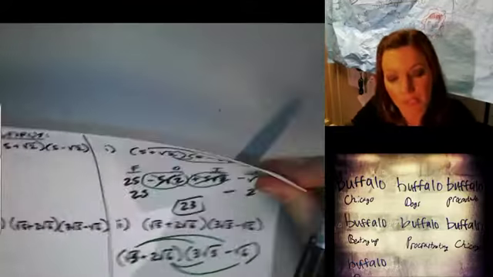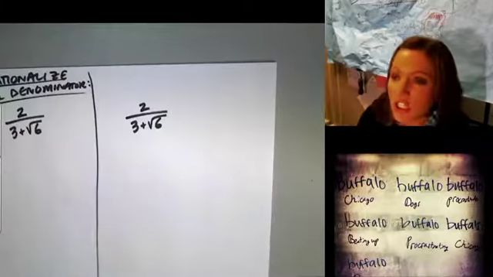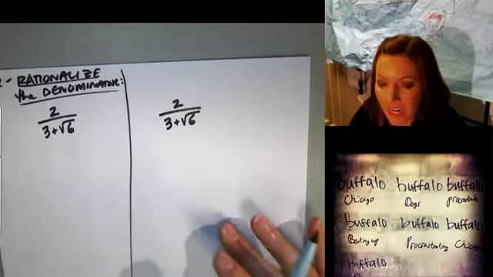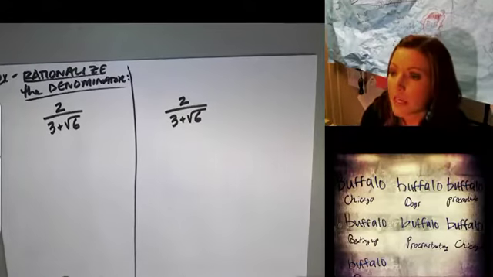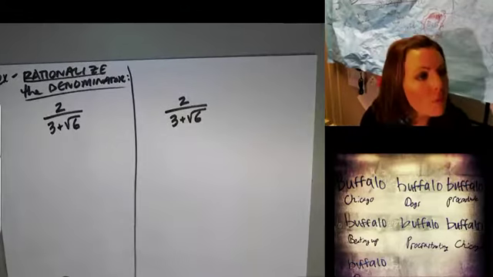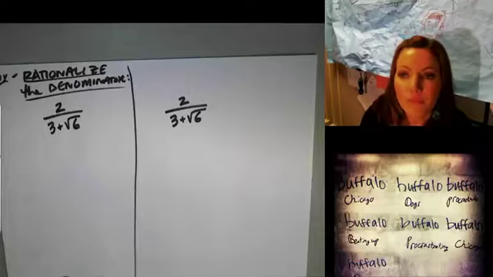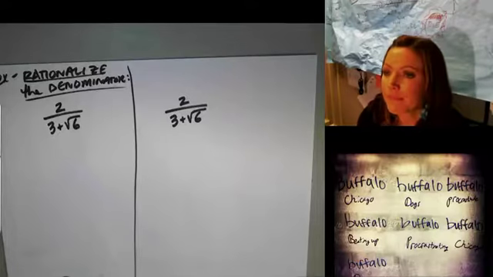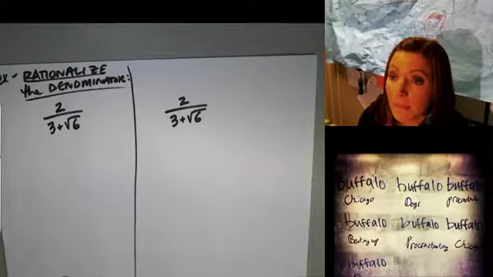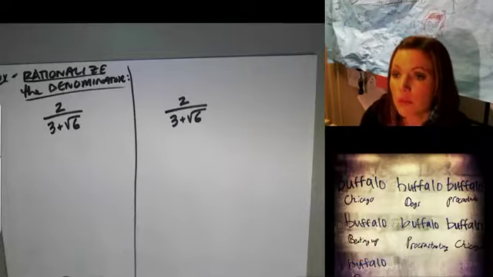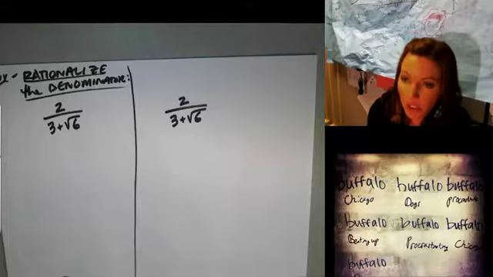Okay, rationalizing the denominator again. So from yesterday, we talked about rationalizing the denominator. Anybody remember what that means? Marcy. To multiply it by the denominator, like it's on top of it. Right. When you have a monomial in the denominator, you multiply it by itself.